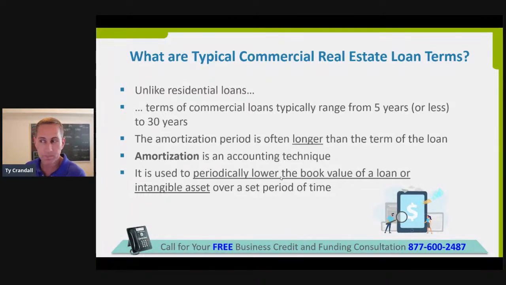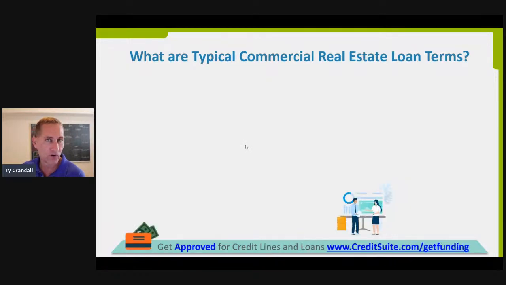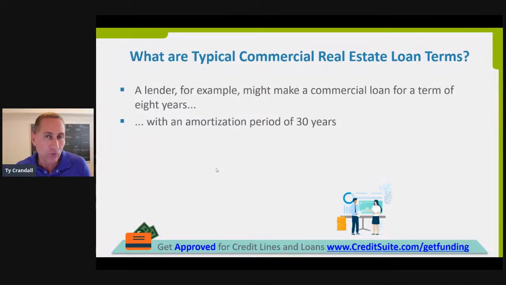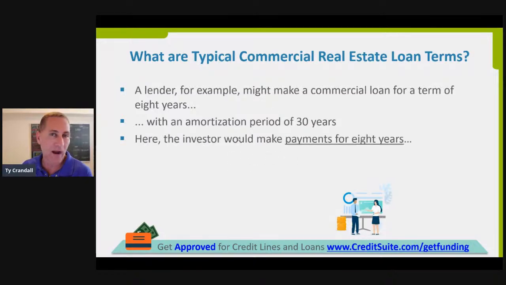But the amortization period is often longer than the term of the loan. Amortization is an accounting technique. It's used to basically periodically lower the book value of a loan or an intangible asset over a set period of time. So a lender, for example, might make a commercial real estate loan for 8 years with an amortization over 30 years. What that means is how long you have to amortize all those payments over, which lowers your overall payments.